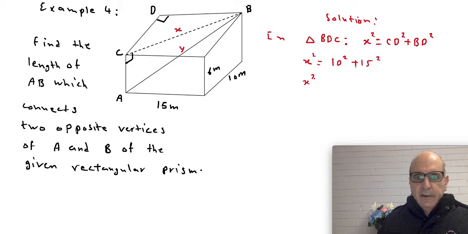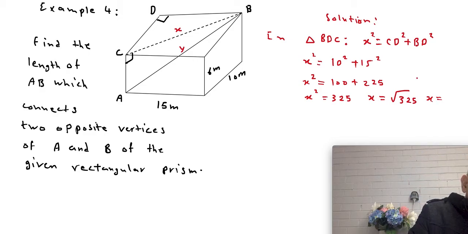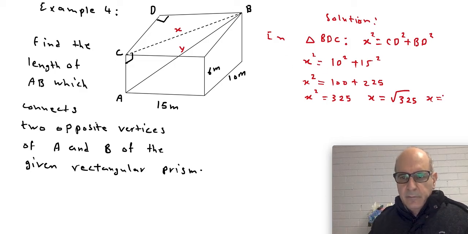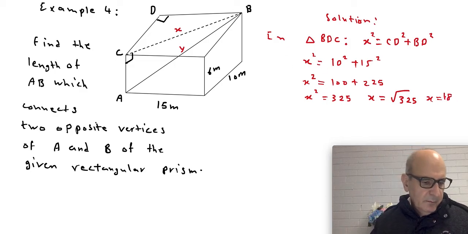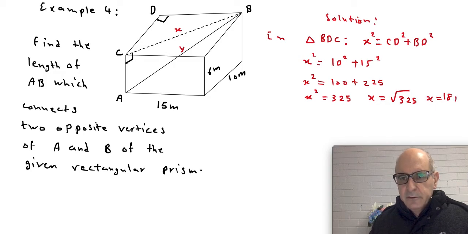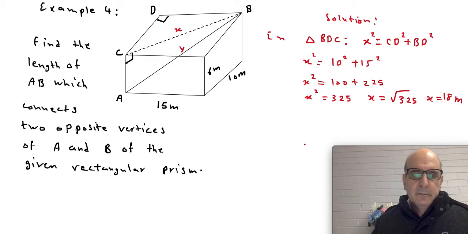So from here, I can work out X. So that's 100, that's 225, altogether they give me 325. X is the square root of 325. And that gives me 18.02, which is quite close to 18. So let's take the whole number, 18 meters. So X is 18 meters.